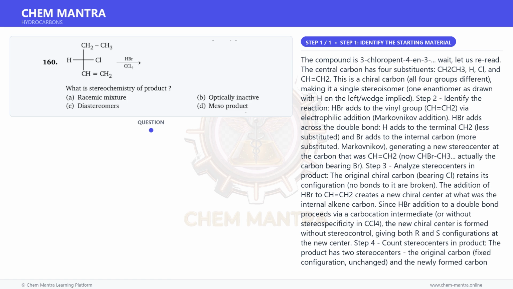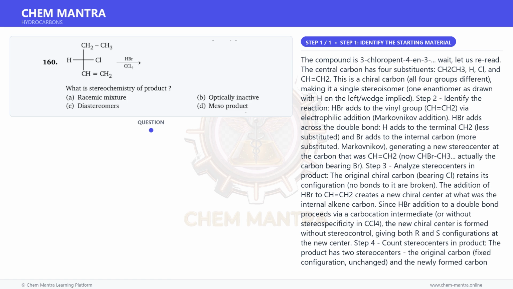Step 3. Analyze stereocenters in product. The original chiral carbon, bearing Cl, retains its configuration, no bonds to it are broken. The addition of HBr to CH=CH2 creates a new chiral center at what was the internal alkene carbon. Since HBr addition to a double bond proceeds via a carbocation intermediate or without stereospecificity in CCl4, the new chiral center is formed without stereo control, giving both R and S configurations at the new center.